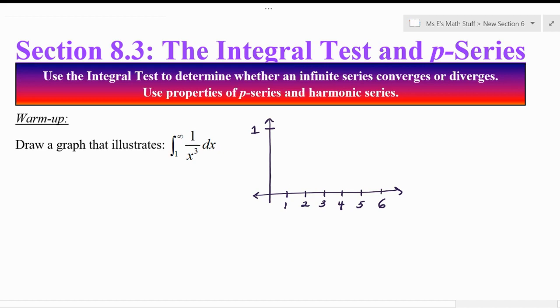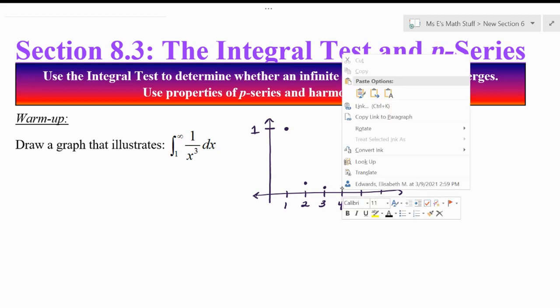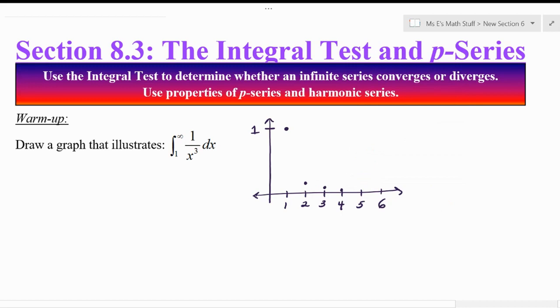We only care about what happens from 1 to infinity. When you plug 1 in, you get 1. When you plug 2 in, you get 1/8. 3 gives 1/27, 4 gives 1/64, and 5 would be 1/125. So you can see that this graph approaches 0 very, very quickly.